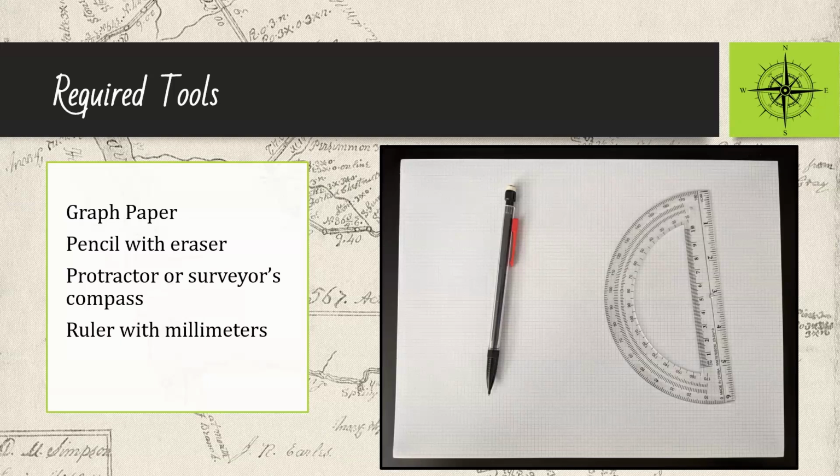Protractor or a surveyor's compass. I just have a protractor that I grabbed at an arts and crafts store. They do make special compasses for this. I don't do it often enough to merit grabbing one of those, and this will work just fine. You will need a ruler with millimeter markings. And my protractor has millimeters on the inside right there. So that's just what I'm going to use.